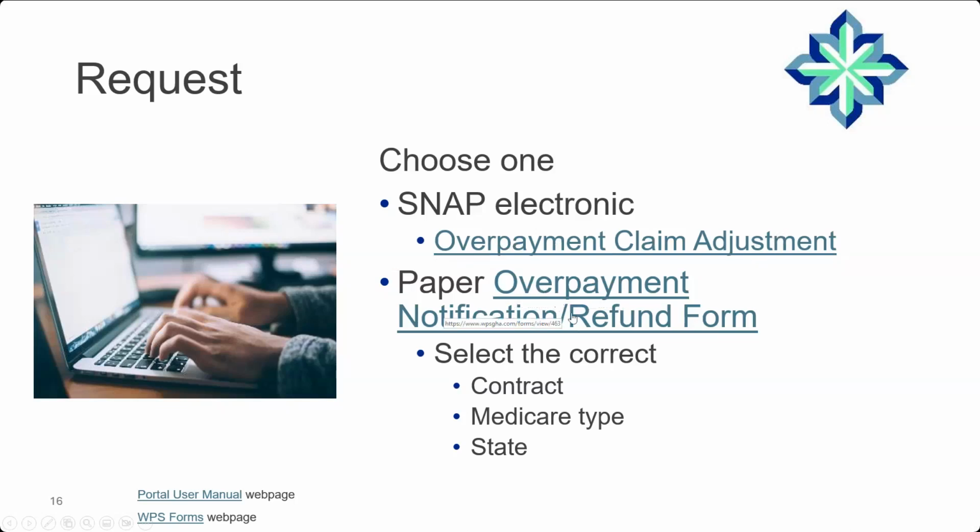Paper overpayments are also allowed. There is one form that serves two features, and we'll look at SNAP in a moment, but that form serves both of the features that SNAP has separate things for. We'll talk about the issue that comes up when people file the overpayment. Select the correct contract, Medicare type, and state. If you don't do this, we can't apply the overpayment correctly. We can't close the accounts receivable, which means other issues happen. So let's start with SNAP and then move on to paper overpayments. To do that, let's go to the WPS website.